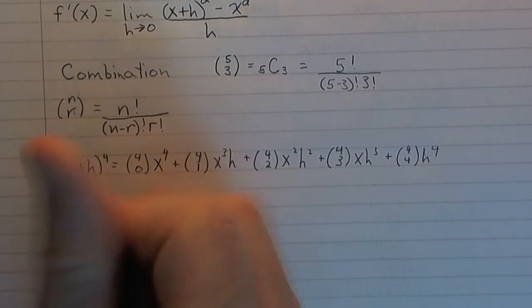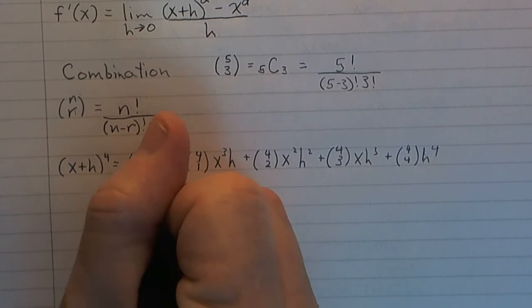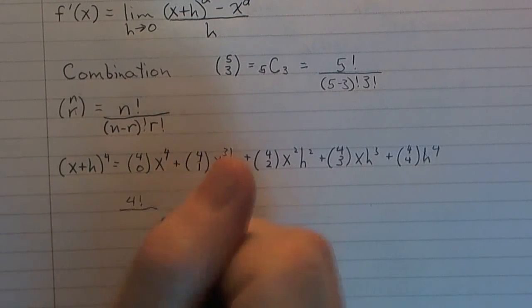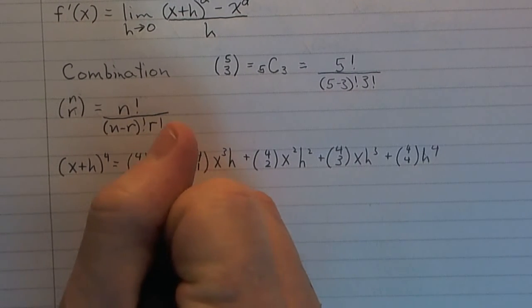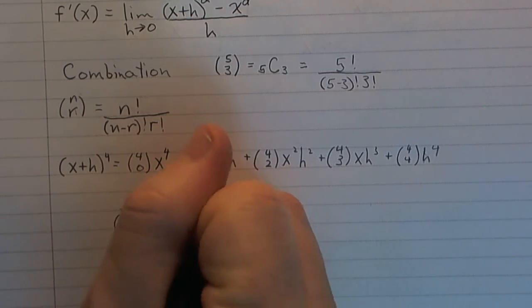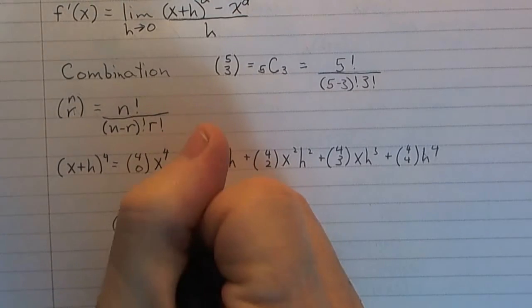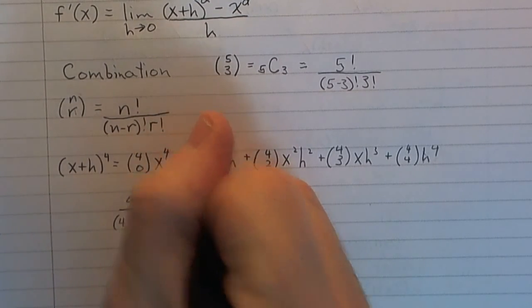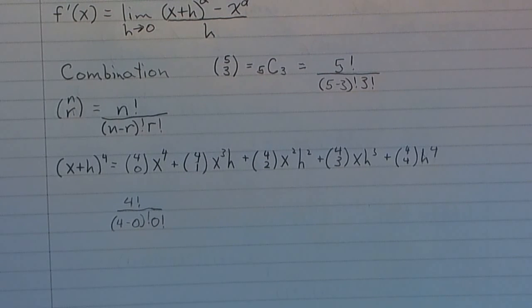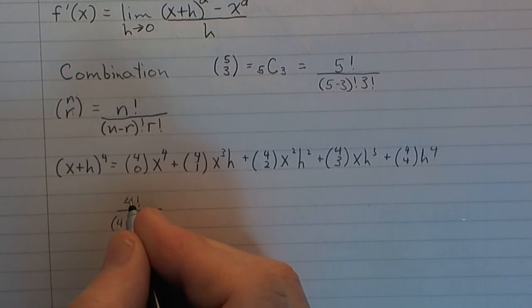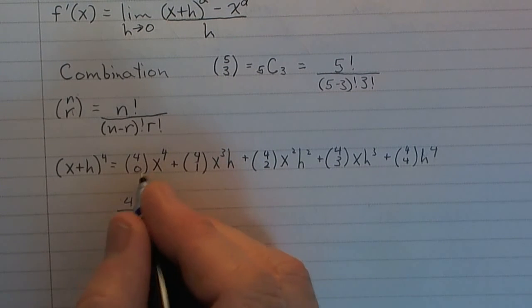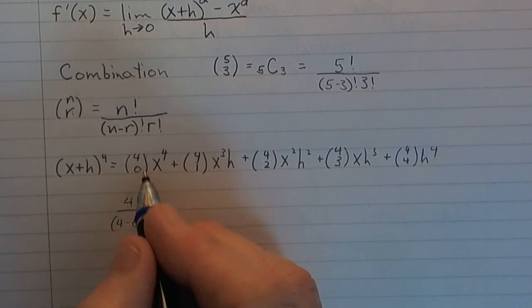Look at this first one. 4 things taken 0 at a time. That's 4 factorial over 4 minus 0 factorial, just using the formula, times 0 factorial. Well, remember 0 factorial is 1. So really, all we have here is 4 factorial over 4 factorial, which is 1. And we know the coefficient here would be 1.